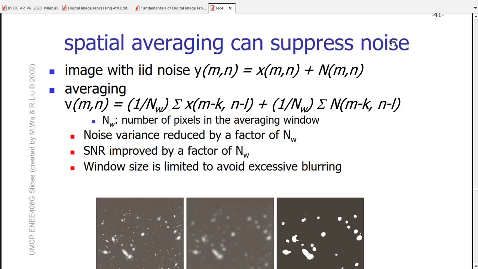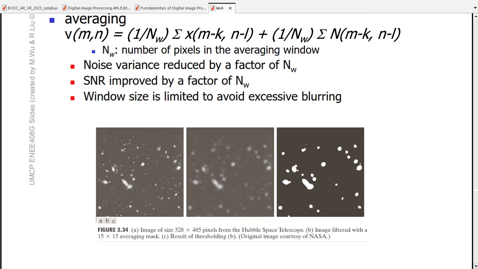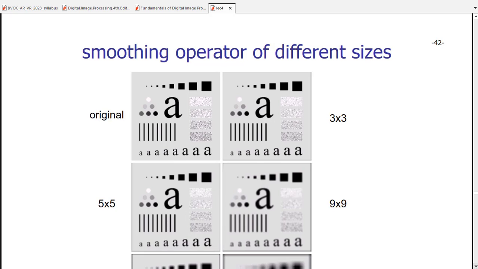Spatial averaging can suppress noise. So take an image with IID noise, y of m comma n equal to x of m comma n plus n of m comma n. Averaging gives v of m comma n equal to 1 divided by Nw, sigma of x of m minus k comma n minus l, plus 1 divided by Nw, sigma of n of m minus k comma n minus l. So the noise variance is reduced, with the SNR improved by a factor of Nw. So this is the smoothing operator applied to different noises.